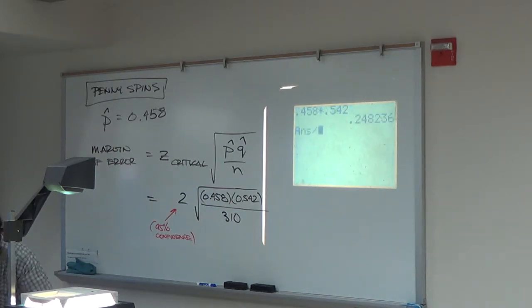Okay, there. 0.05 divided by 310. That's what's under the radical. I'm just going to do 2 times the square root of that. There. That's your margin of error.